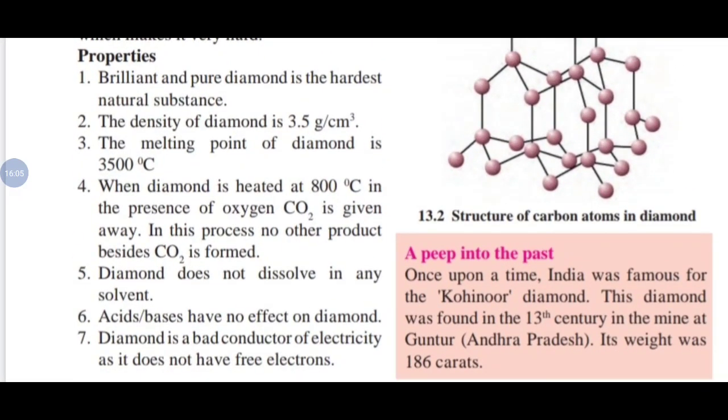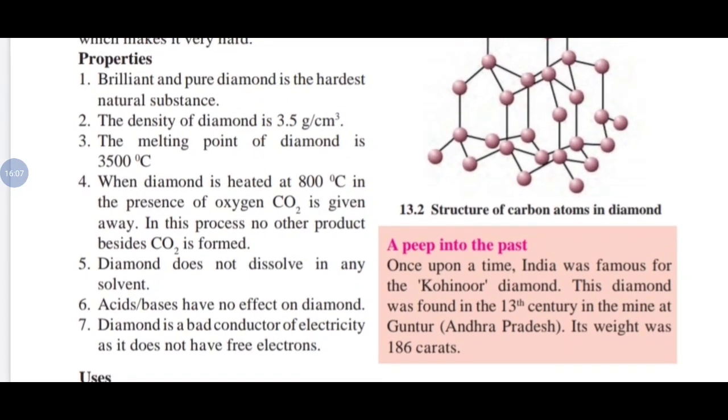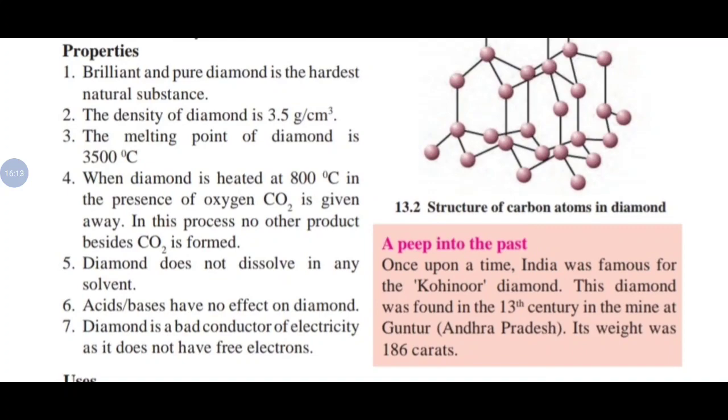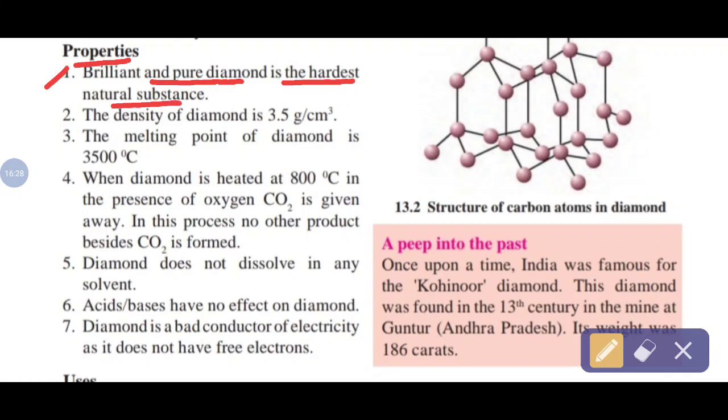Next one is, what are the properties of diamond? A 2 mark, 3 mark or 5 mark question is asked on this topic. Properties of diamond. The first one is, brilliant and pure diamond is the hardest natural substance. Which is the hardest natural substance? The answer is diamond.